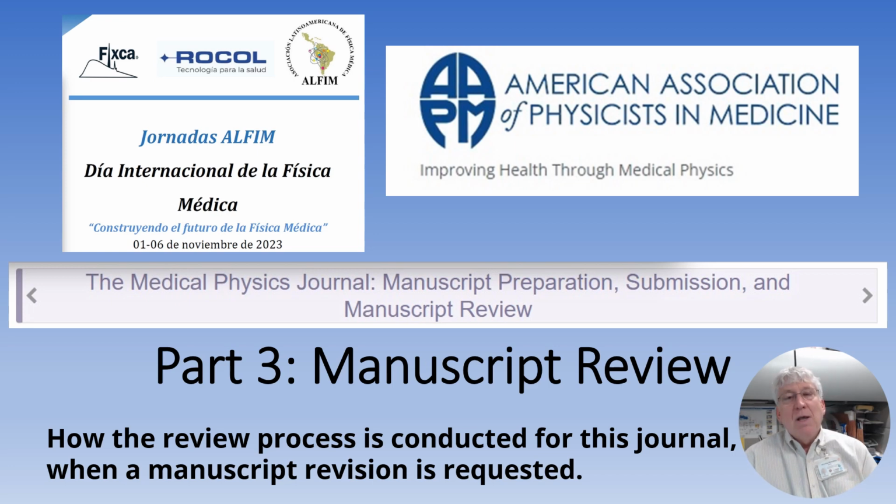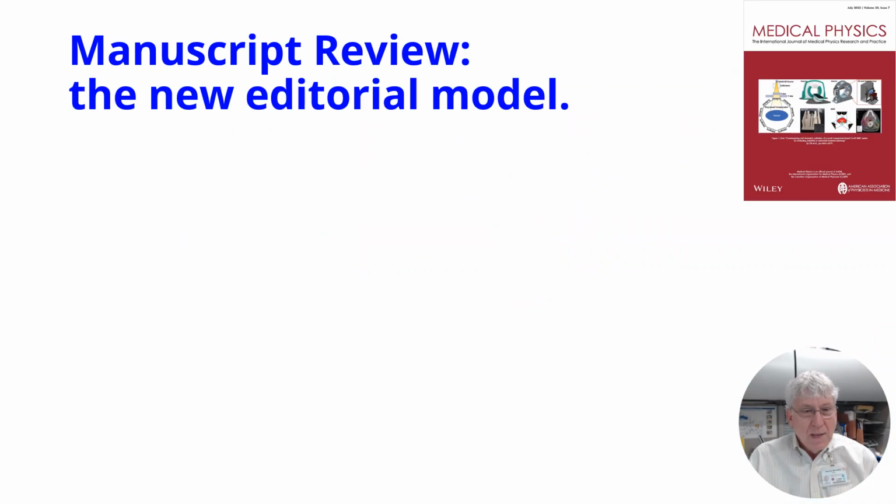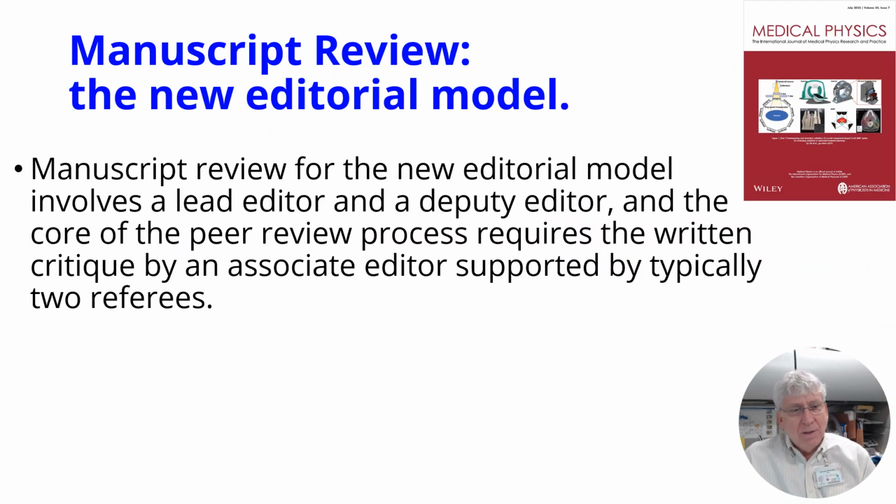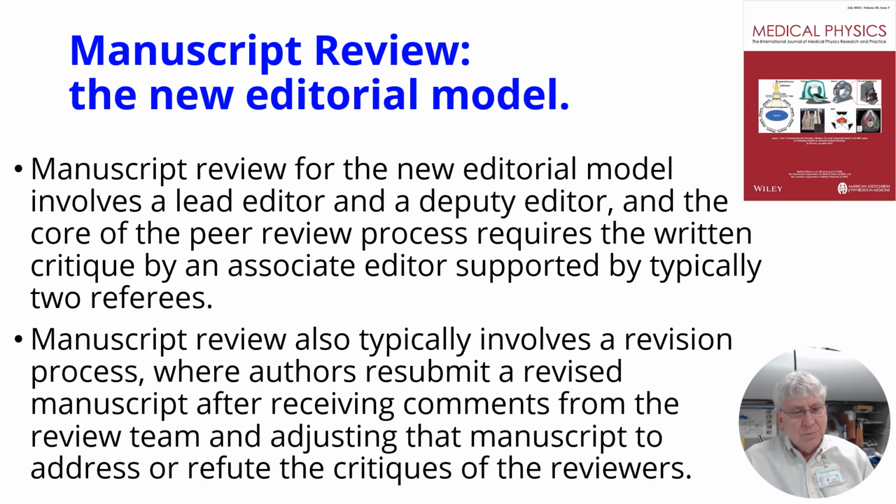So this section just deals with the review process, which is the associate editor and the referees and possibly the deputy editor as well. So we actually, for this process, have a new editorial model. The manuscript review for the new editorial model involves a lead editor, deputy editor, and the core of the peer review process is written critique by an associate editor supported by 2 referees, at least 2.